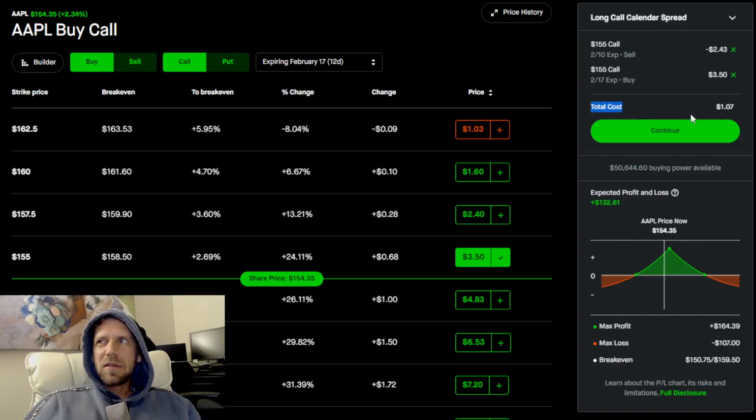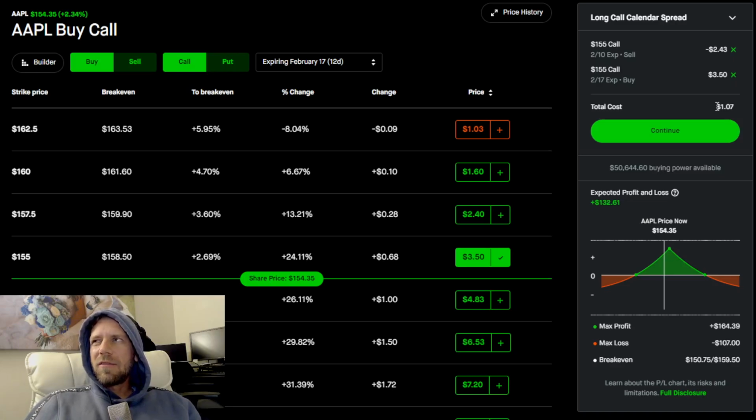Tells me everything. It's going to cost me $107. You always multiply by 100 because every option contract deals in hundreds. So all I need to put this trade on is $107. That's it. Anyone can do that. Right? You can mow a couple lawns and get $107 in order to put on a calendar spread.